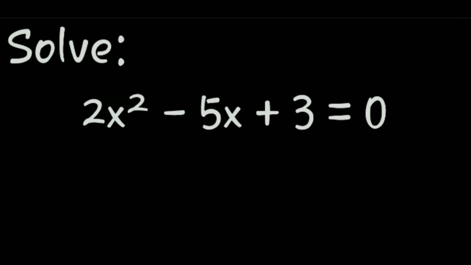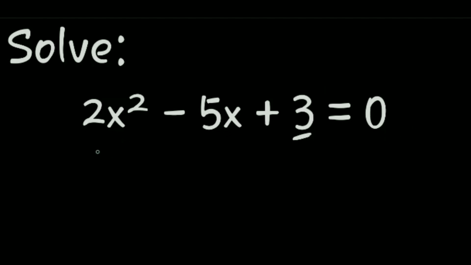Solve 2x squared minus 5x plus 3 equals 0 using the completing the square method. The completing the square method is another method of solving quadratic equations. And so, in order to solve this problem using the completing the square method, the first step is to rearrange such that the constant term is on the other side of the equation.